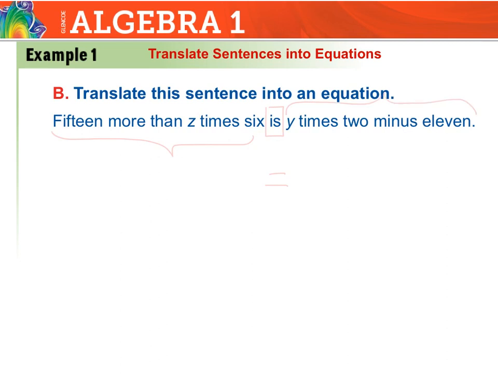15 more, so we should be thinking add. 15, just like that. Z times 6: you could write Z times 6 like that, but let's be grown up and just say 6z. So that's 15 more than z times 6. Is, of course, equals, and then here's the second half of our equation, the right-hand side. Y times 2, minus 11. That was fun and awesome.